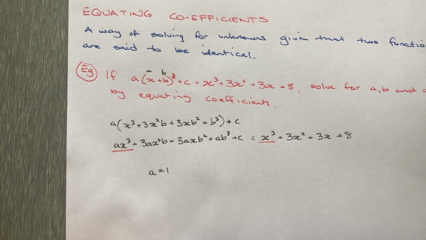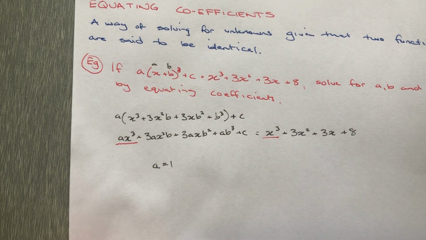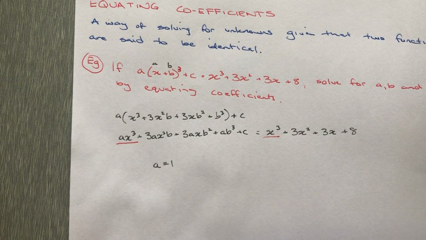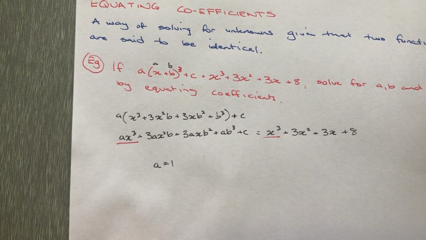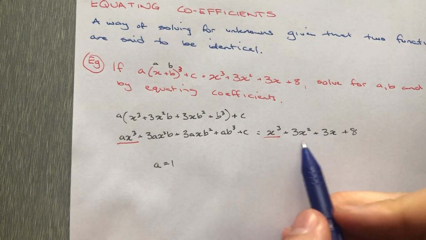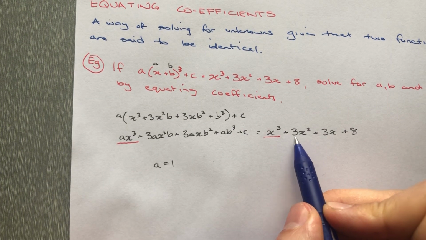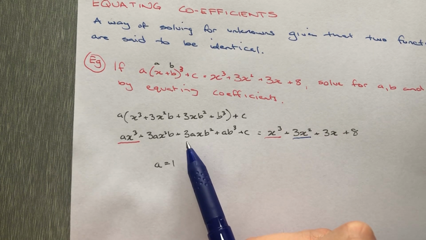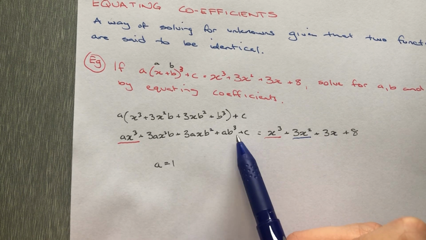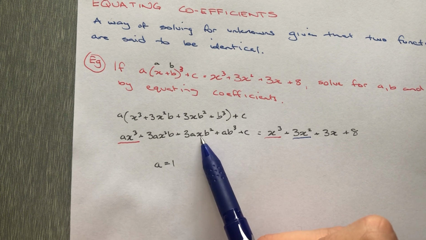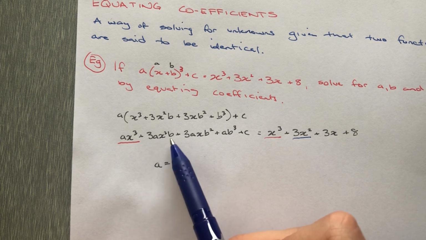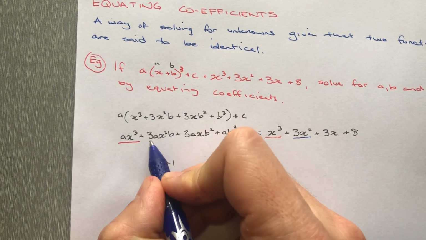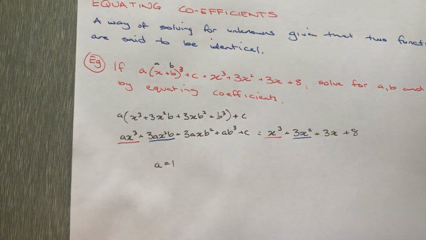So A equals 1. Now the next bit, I'm going to look at my x squared here. I'll use a different color actually. See how the coefficient is 3? I'm going to look for my x squared over the other side. So there's no x squared here. No, that's just normal x. Here's an x squared. So this is what I'm looking at here.